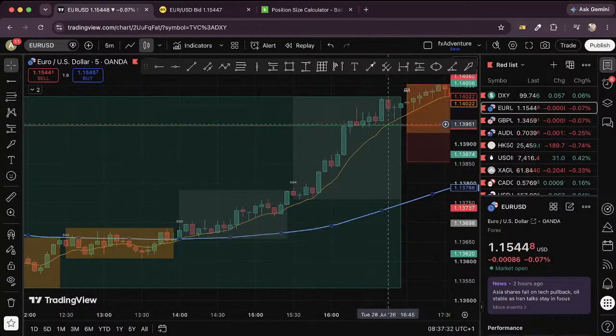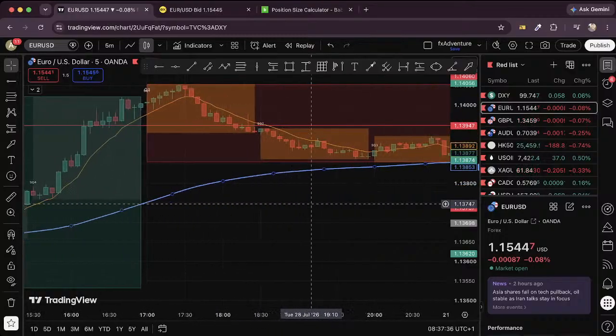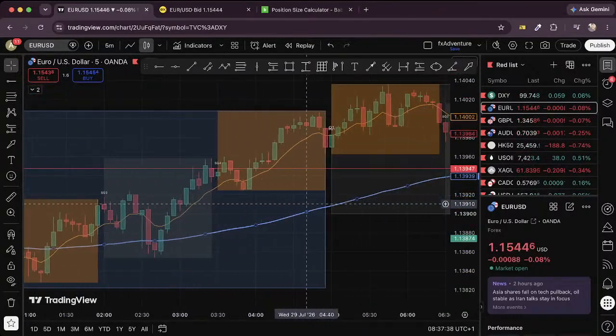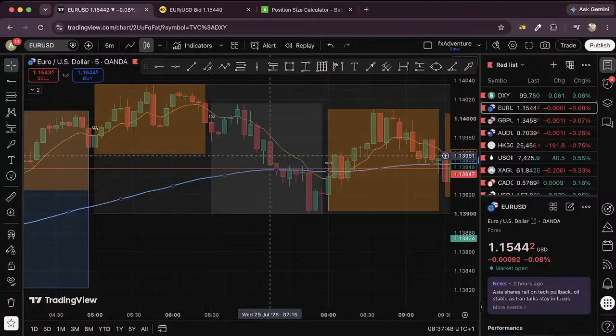It never came below, so there's no need. You know now. Go below the... yeah. So the next day, this guy accumulates. Wait for it to go below. It goes below here. So this is the manipulation.